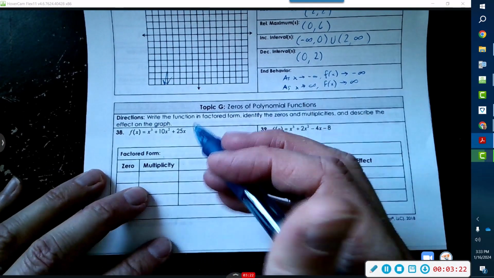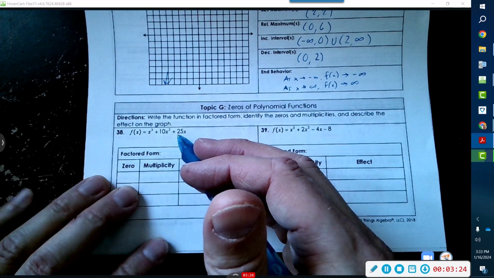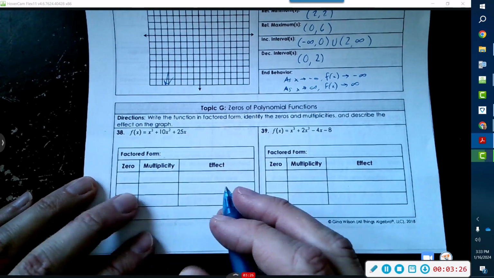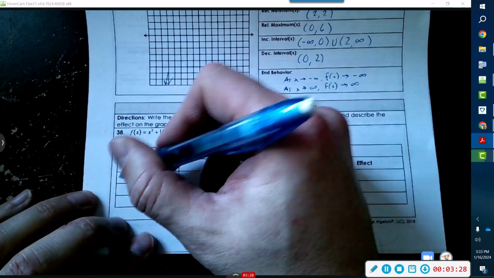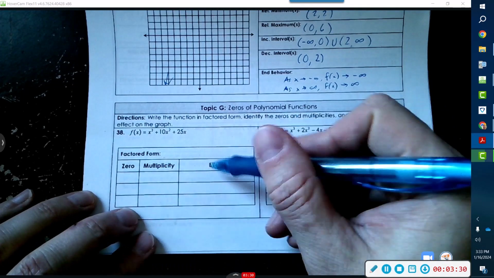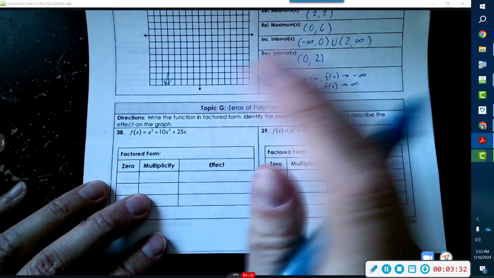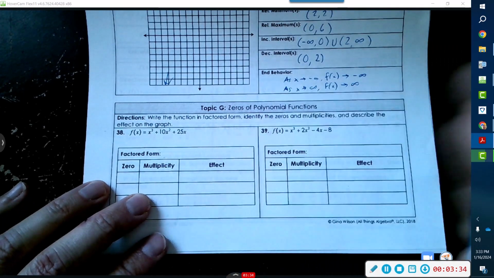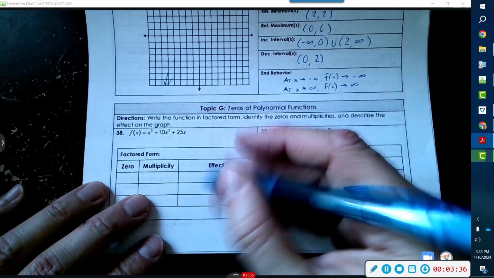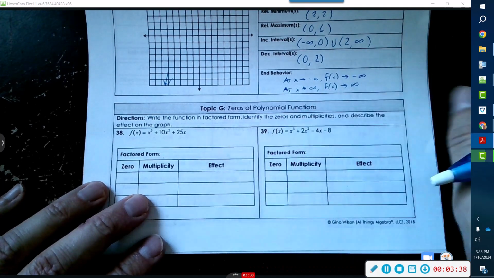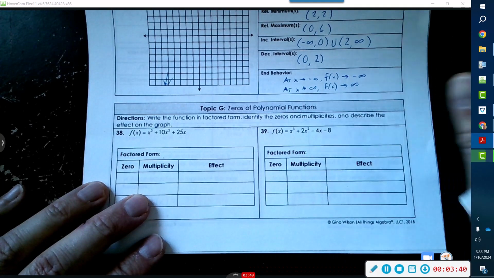Next, this guy right here, it looks like we've got some factoring to do, and so it looks like we've got some zeros that we want to find out. We've got a multiplicity and the effect. And so the effect, we can use words like bounce, brush, and cross. Okay, that's totally fine.